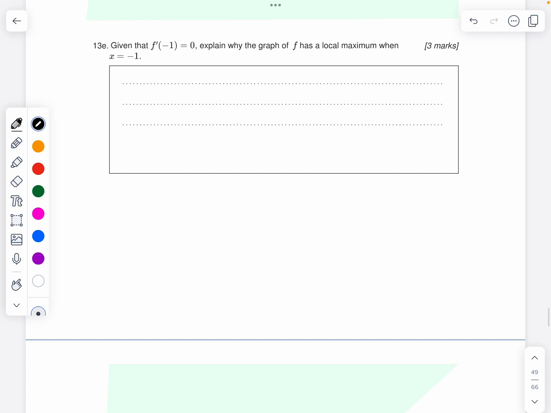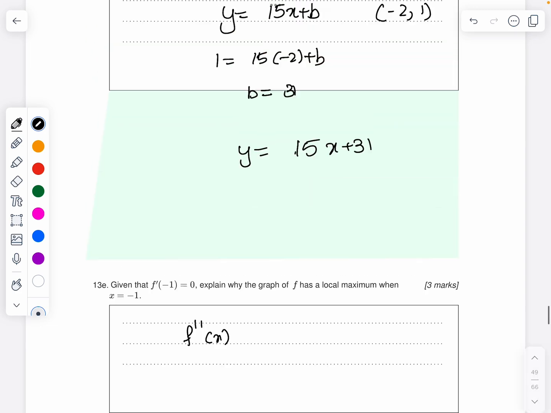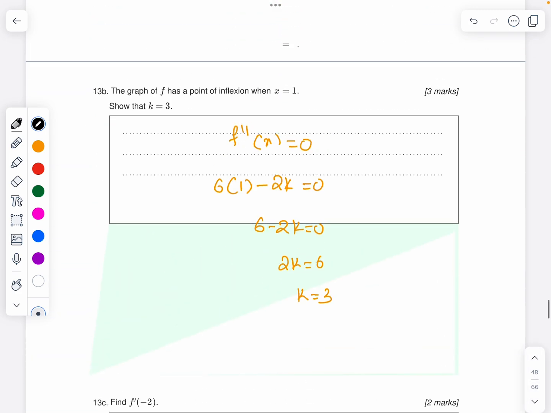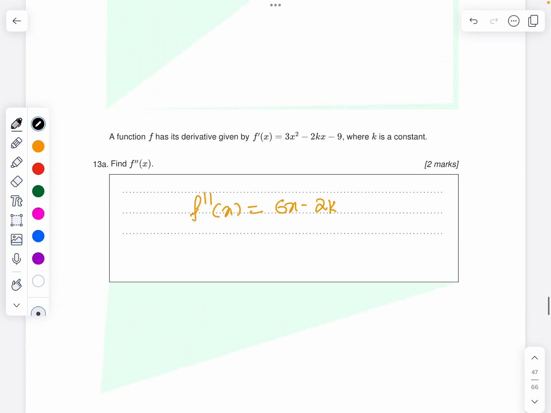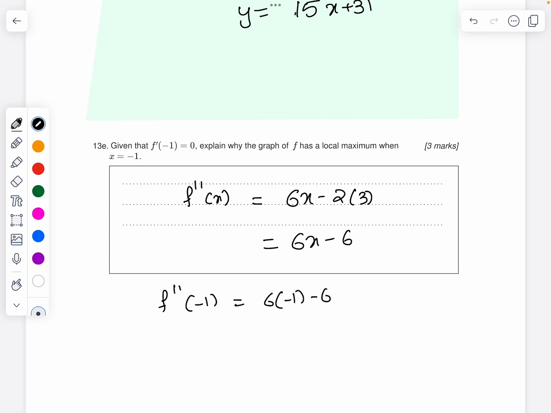Given that f prime of minus 1 equals 0, explain why the graph has a local maximum at x equals negative 1. So I'm going to find the second derivative. What is the second derivative? We know that the first derivative is 3x squared minus 2kx minus 9. The second derivative is 6x minus 2k. The k value is 3, so it is 6x minus 6. Now at x equals minus 1, the second derivative is 6 times negative 1, which is negative 6, a negative value. So therefore, if the second derivative is negative, it means it is going to be a maximum value.